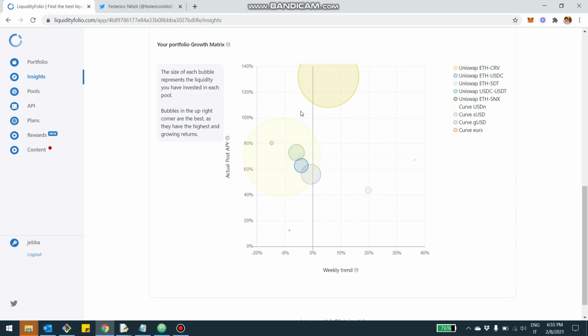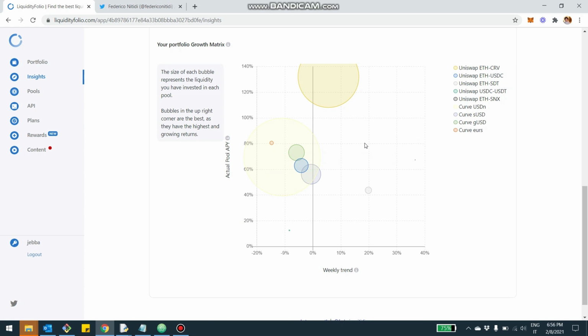So the way you use this chart is to see the pools that are below zero in terms of the weekly trend, that are decelerating, and you may want to keep an eye on them. Over time, if they keep decelerating, you may want to reconsider your allocation and allocate to other pools on this side of the chart. And if you get pools which are close to zero in terms of APY, again, you may want to reallocate to some higher performing pools.